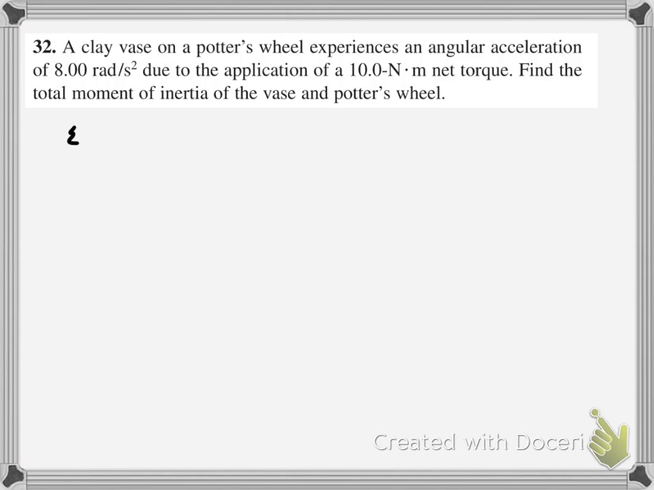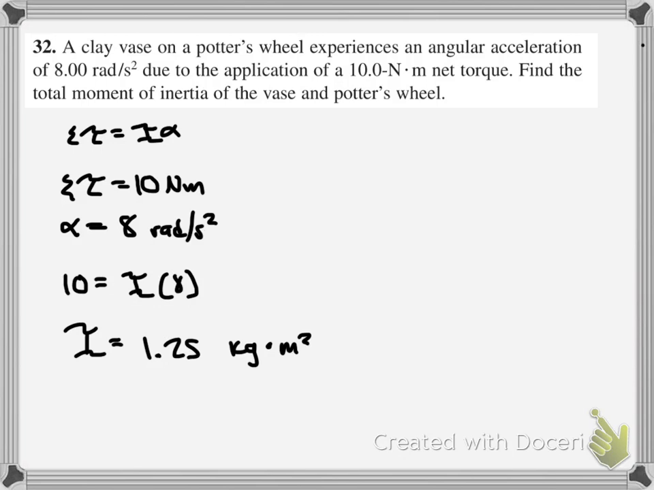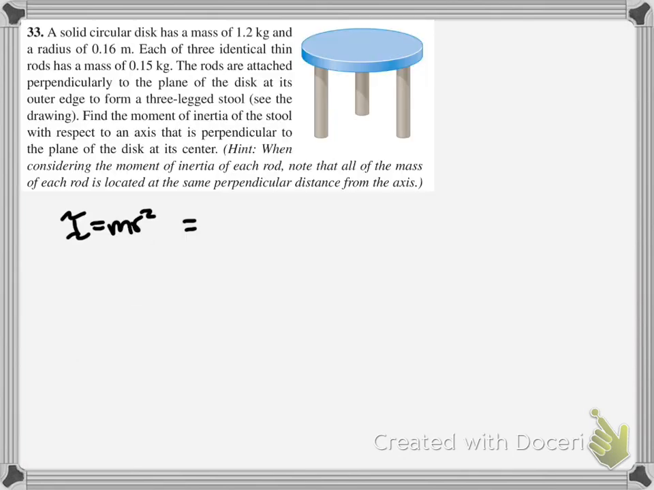Okay, so the first thing you want to do is write down your values. You know that the torque is 10 Newton meters and the acceleration is 8 radians per second squared. You know that torque is inertia times angular acceleration, and they're asking for the inertia, so just plug into the equation, and 10 divided by 8 is 1.25 kilograms times meters squared.